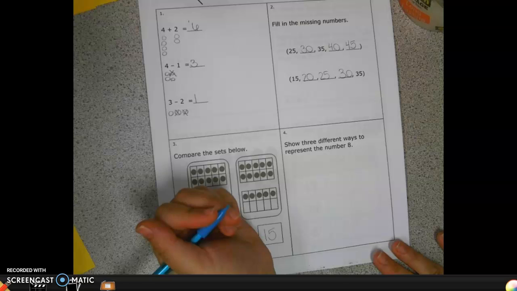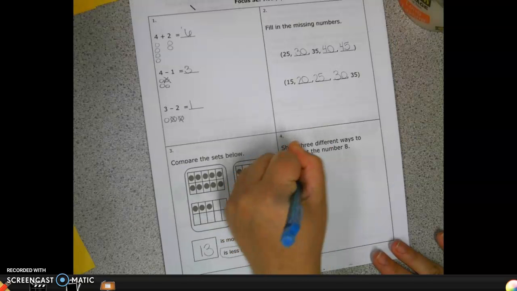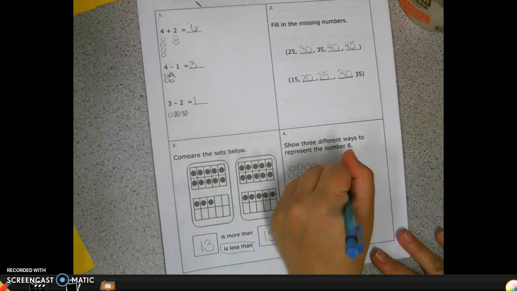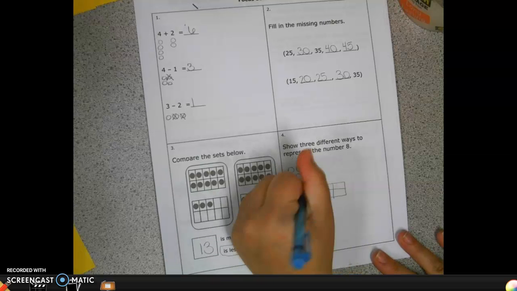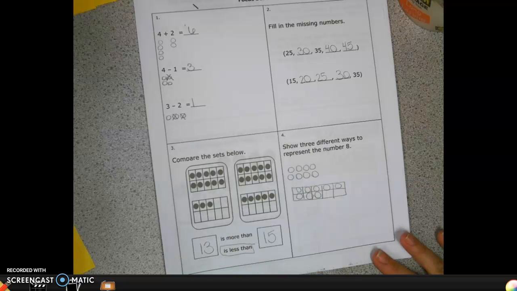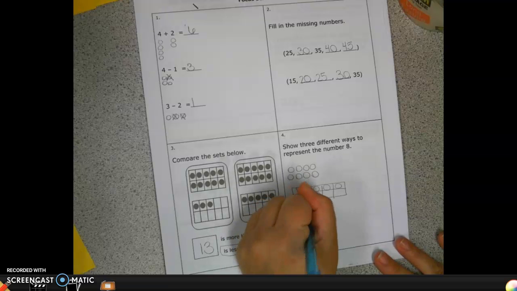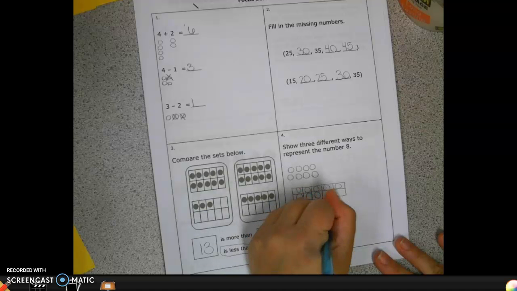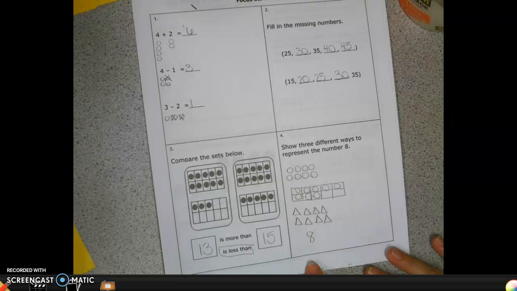You could show the number 8 by drawing circles. 1, 2, 3, 4, 5, 6, 7, 8. You could show the number 8 by drawing a 10 frame. 1, 2, 3, 4, 5, 6, 7, 8. You could show the number 8 by drawing a picture. You could show the number 8 in standard form, which is writing the number.